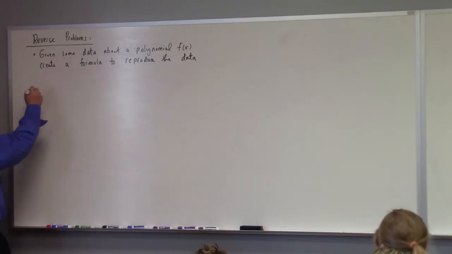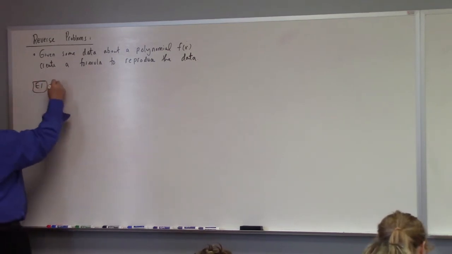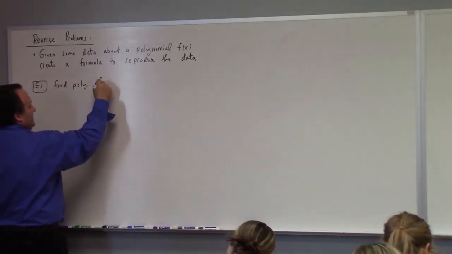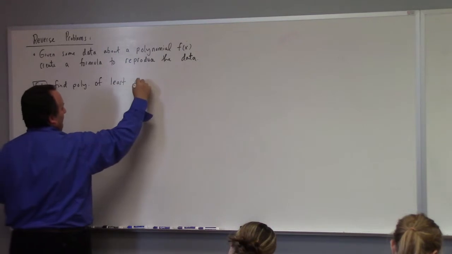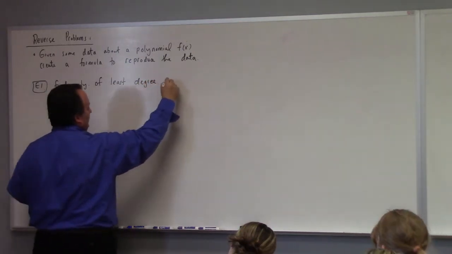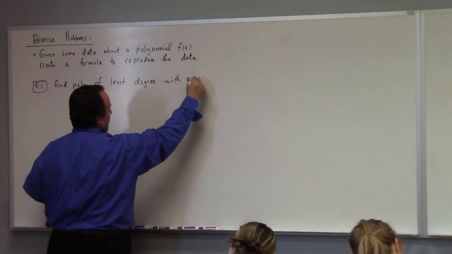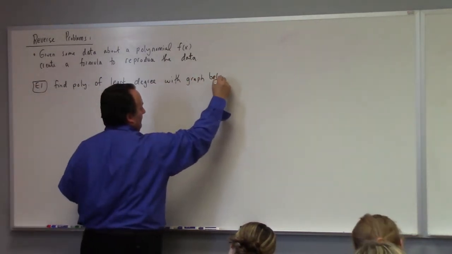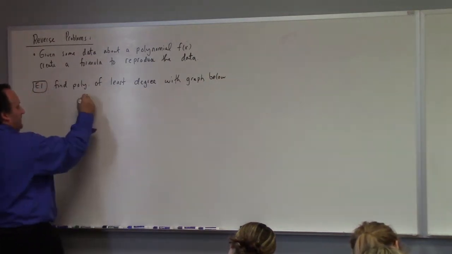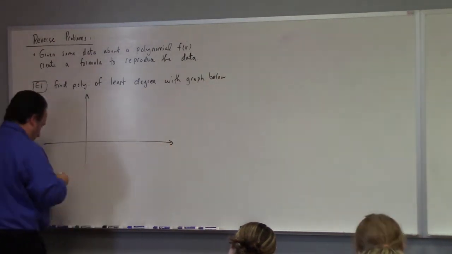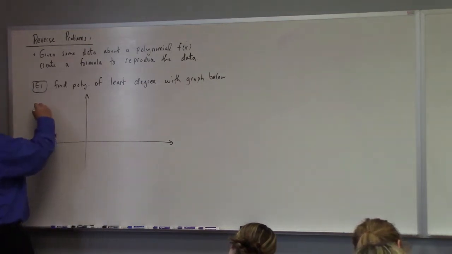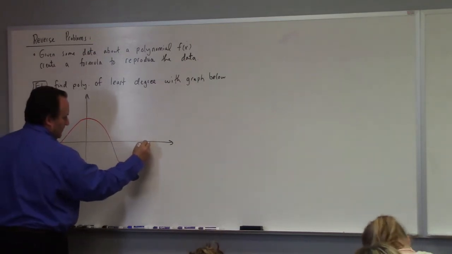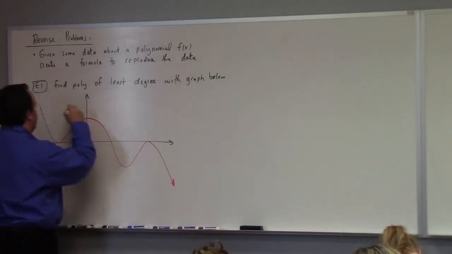So example 1: find polynomial of least degree with graph below. All right, so let me give you a graph. Here we go. Bounce, cross, cross, then bounce. So here's the graph.